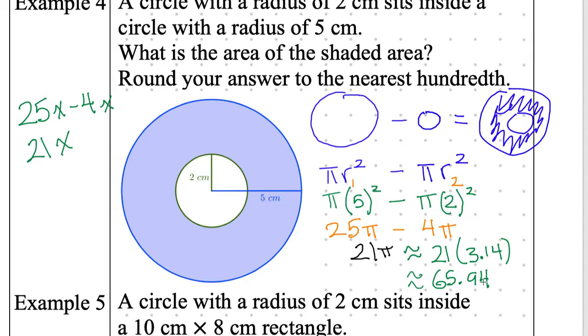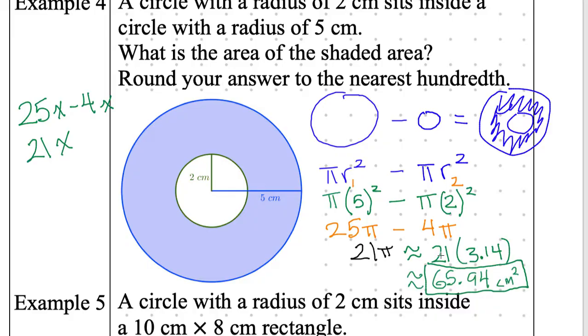65.94. And what are our units in this case? Quiet raised hand. Who can do our units? Josie. Centimeters squared. It is squared in this case because we're talking about area. If it's circumference, it's not squared. If it's area, it is indeed squared. There is our final answer.